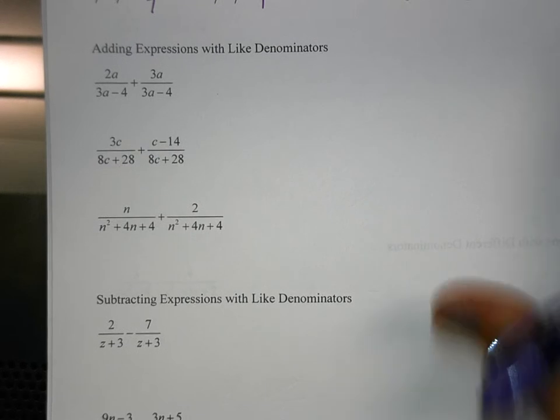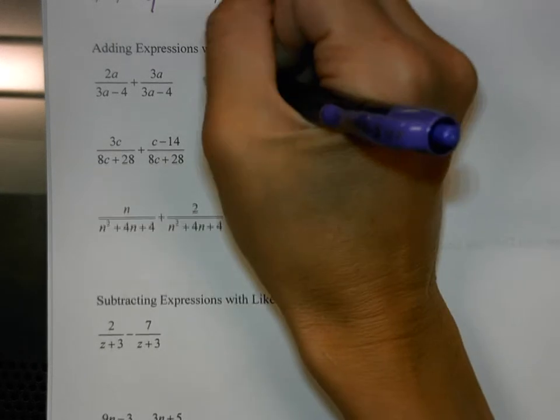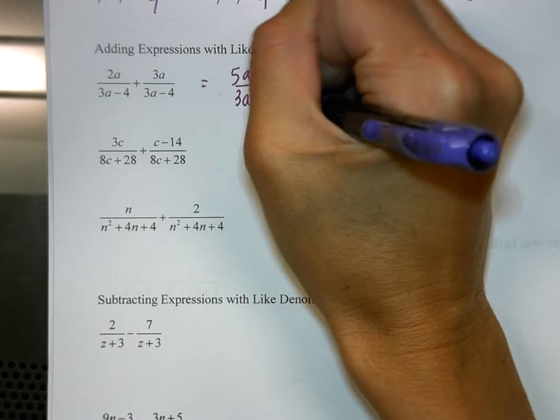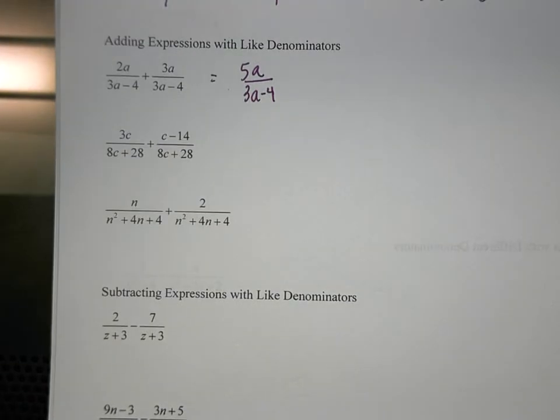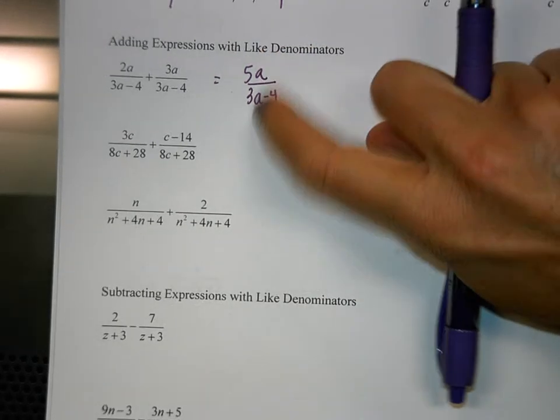All right, adding expressions with like denominators. So what am I going to do on this first one? Is there anything that I need to change or do? Nope, so we're just going to add across, and what do I get? 5a over. Okay, can I reduce anything? Why am I not able to reduce those a's?